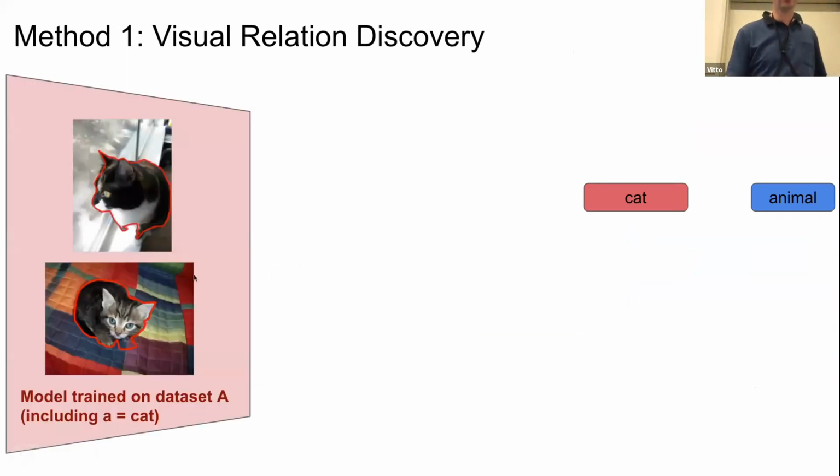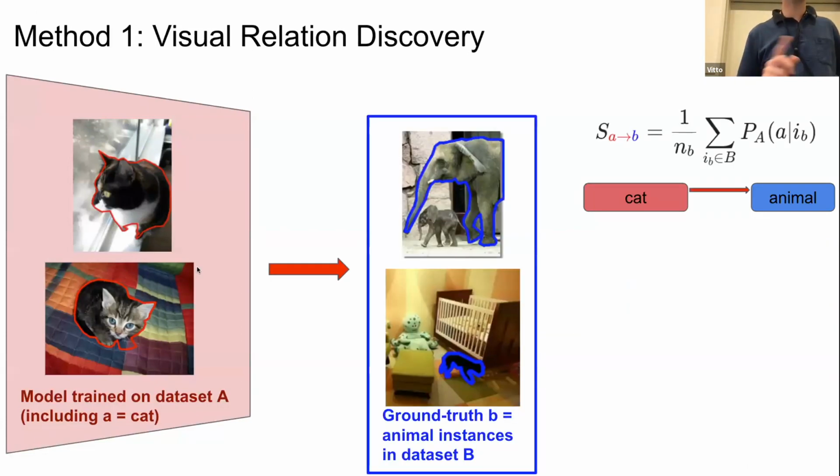Here we train a model on dataset A, and then we apply it. This is a segmentation model which classifies pixels, and we apply it on instances of class B in dataset B. So now we can think of it as a conditional probability that this animal is a cat according to the model trained on dataset A. So we look at all the animals and we see how likely they are to be cats.